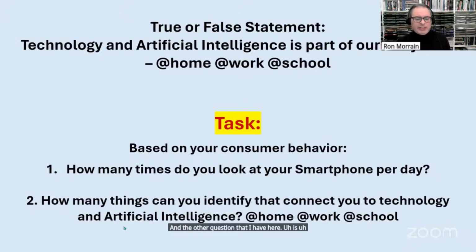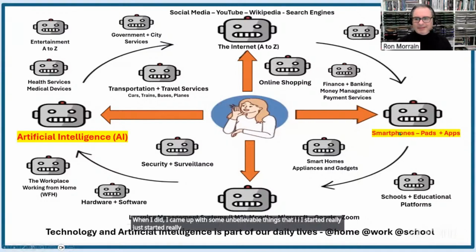The other question that I have here is how many things can you identify that connect you to technology and artificial intelligence at home, at work, and at school? I asked myself that question. And when I did, I came up with some unbelievable things. I came up with this graphic facilitator because I really believe in graphic facilitation. I just asked myself the question, how many things am I connected to? How is it part of my life? And we can see here, it's very much a part of our lives.